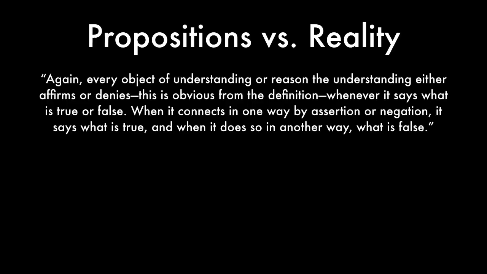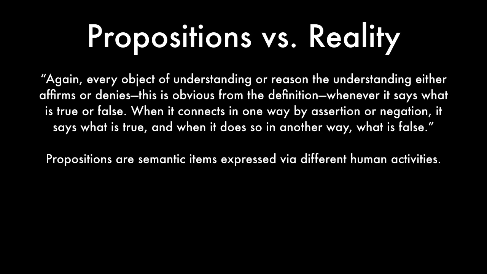So, according to Aristotle, propositions, the things that can be true or false, connect with reality. When they connect in the right sort of way, the propositions are true. When they connect in the wrong sort of way, the propositions are false. Now, propositions are semantic items that are expressed via different human activities. I'm expressing propositions right now via uttering sentences. I could also write down propositions and write down words and express propositions via those written words, or I could believe certain things and believe propositions via my beliefs. So human activity is involved in expressing propositions, surely, such that if humans went out of existence, there wouldn't be any more expression of propositions going on.